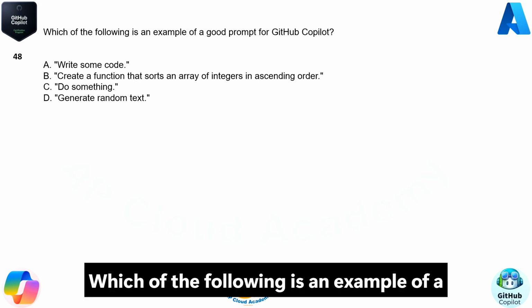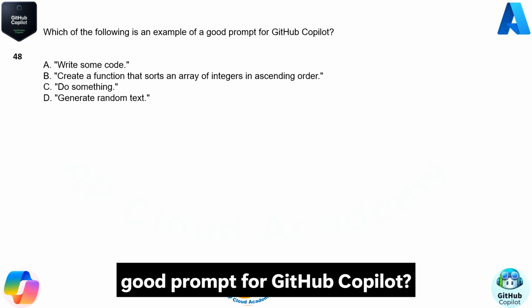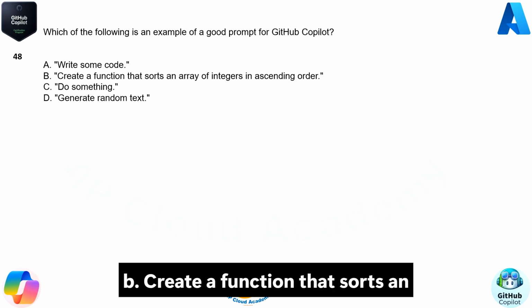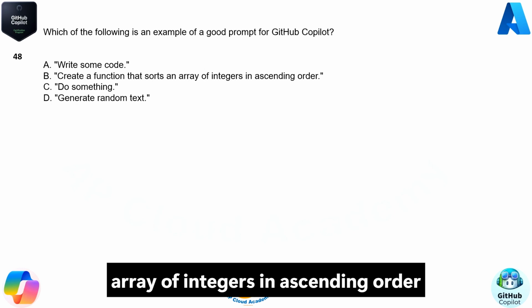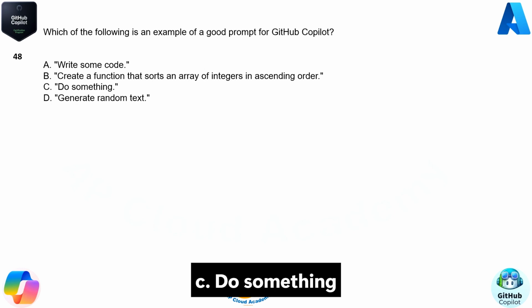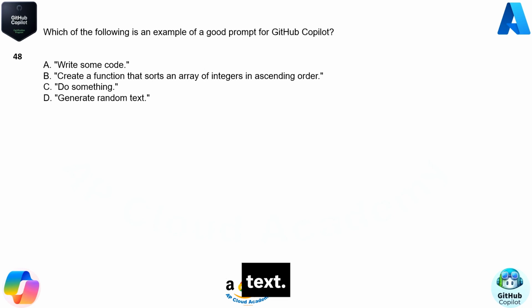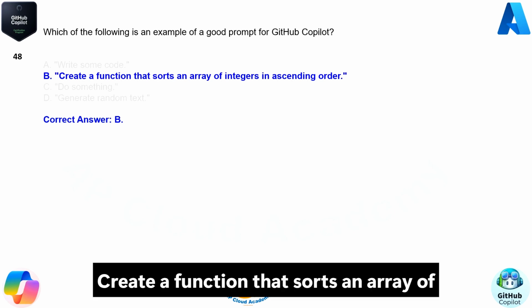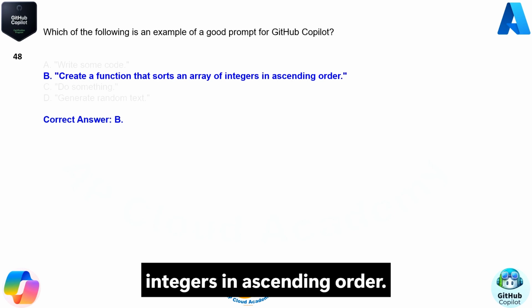Which of the following is an example of a good prompt for GitHub Copilot? A. Write some code. B. Create a function that sorts an array of integers in ascending order. C. Do something. D. Generate random text. Correct answer, B. Create a function that sorts an array of integers in ascending order.